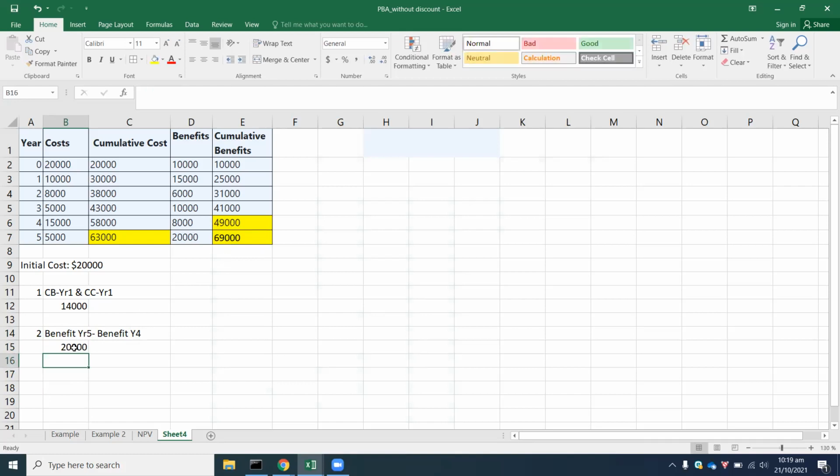Now, why do we do this? So that we can easily figure out the total benefit between the years, which is 20,000 here. You also get the value there as well.